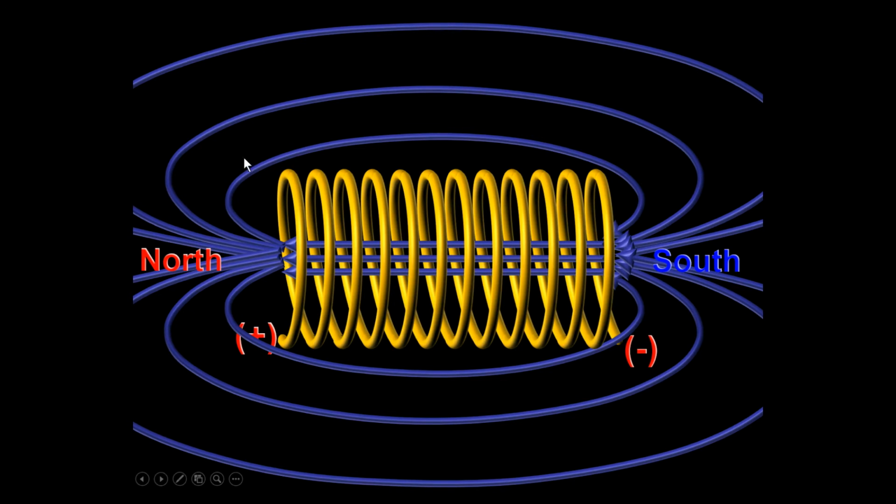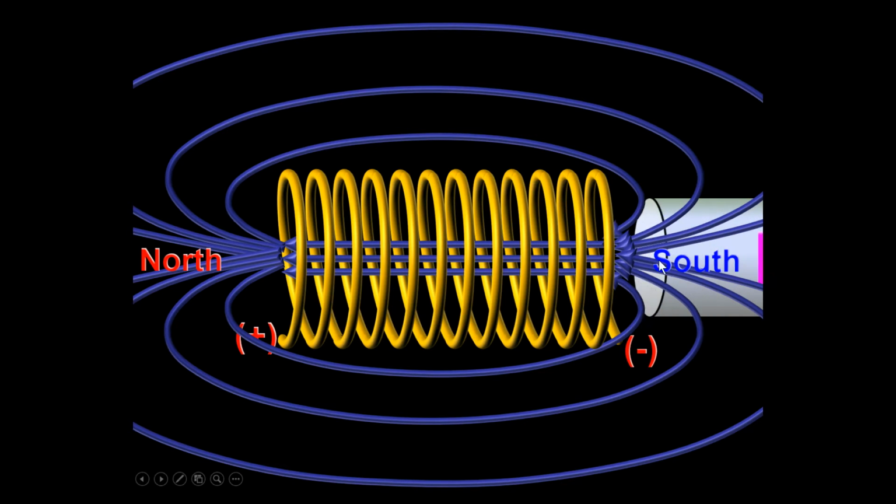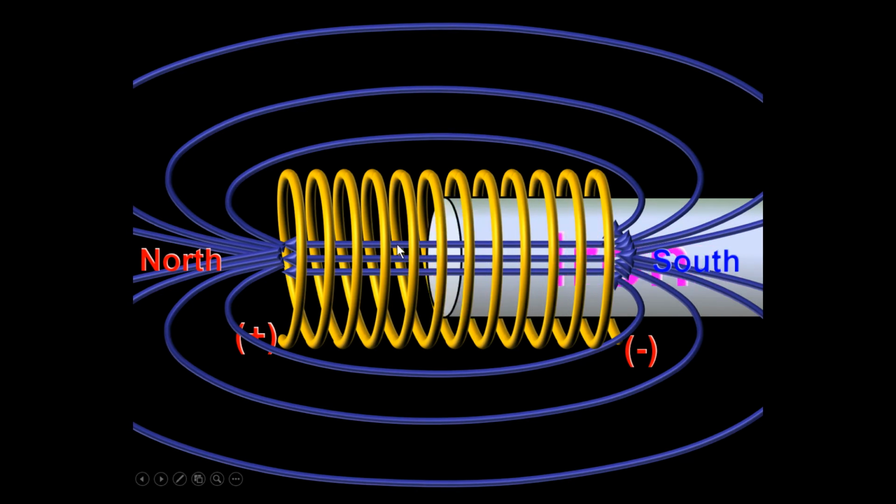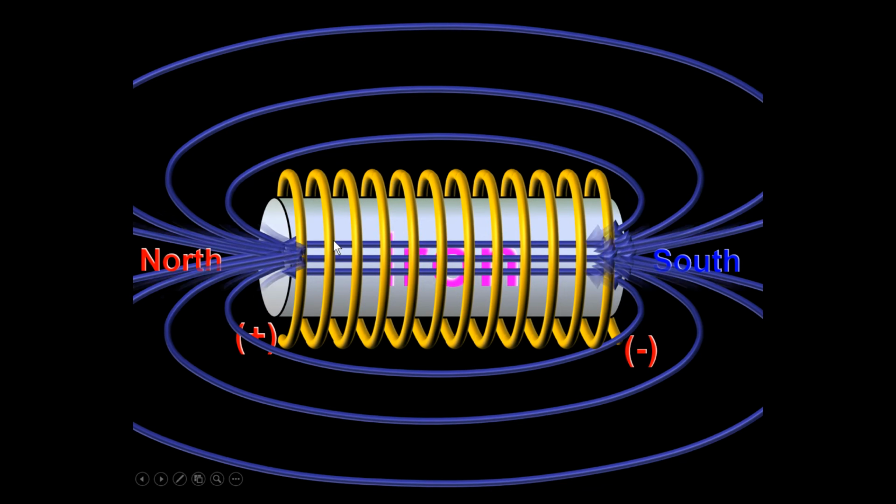In reality, these magnetic field lines are continuous. There is no beginning and no end. It doesn't start in one place and end at another place. It just is continuous.